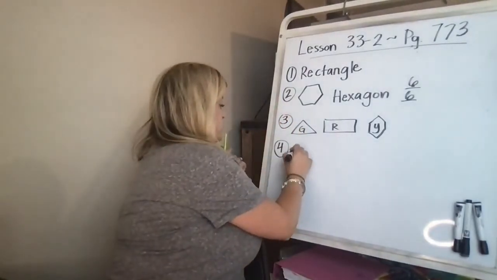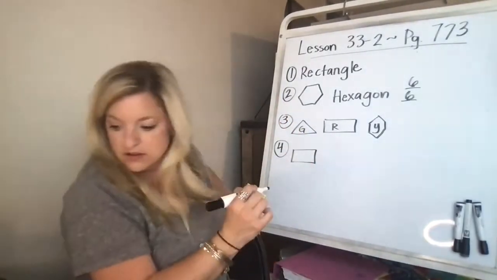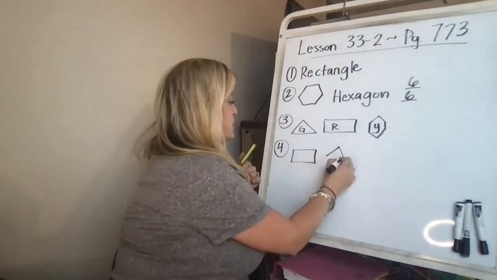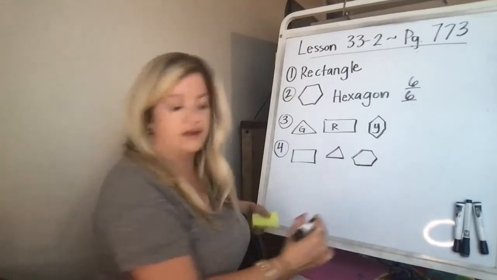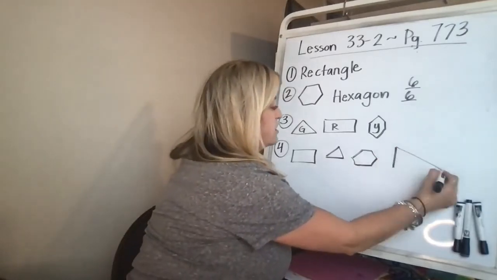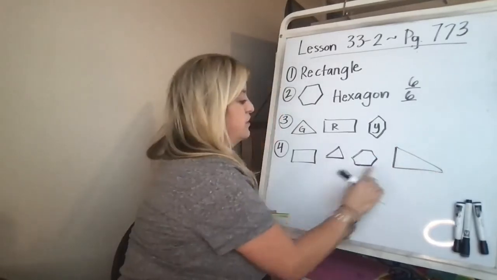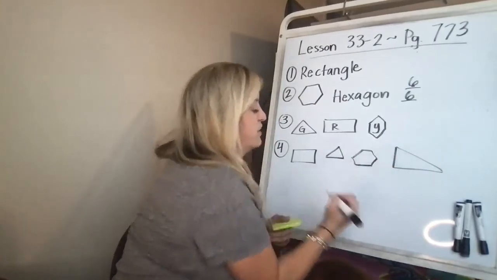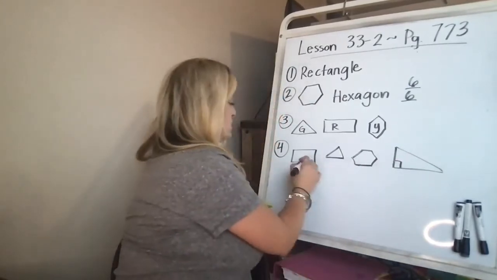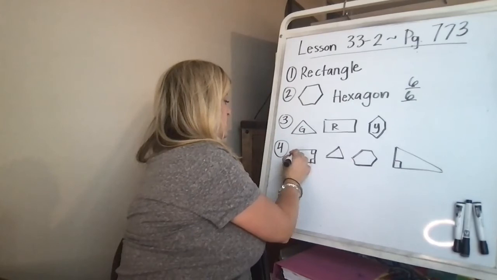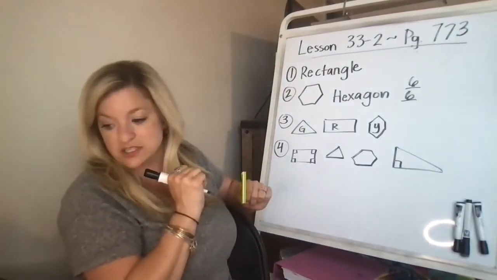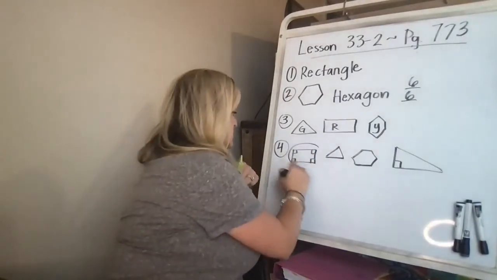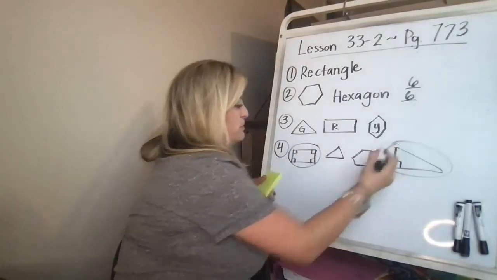So the first one is a rectangle, and then you have a triangle, and then you have a hexagon, and then you have a triangle that has a right angle. So if you can fit a square in there, I go like this: square, square, square, square, square. Then I'm going to color these blue. So this one would be blue and this one would be blue.